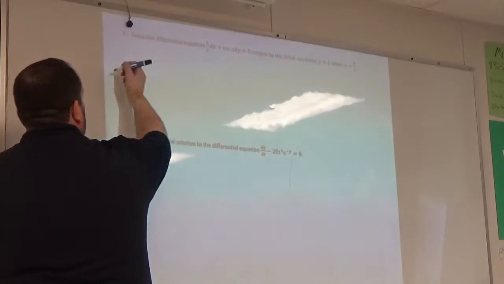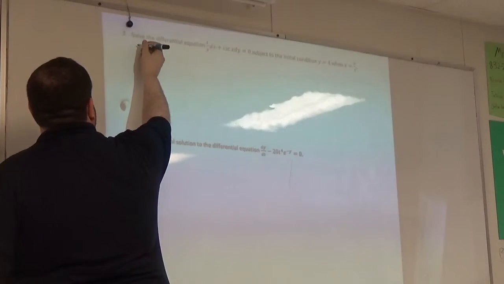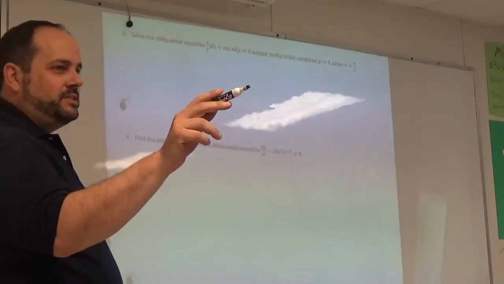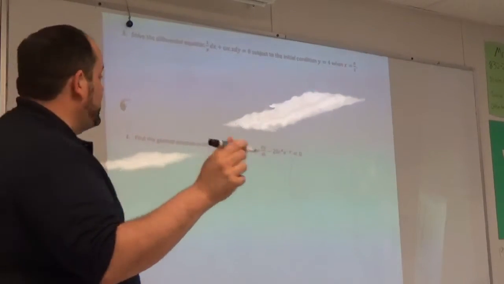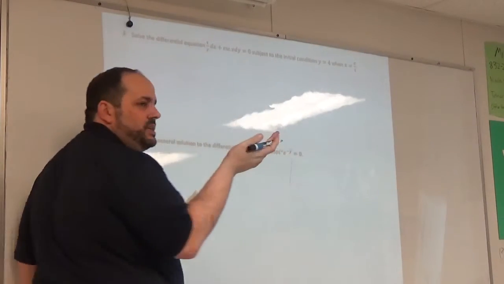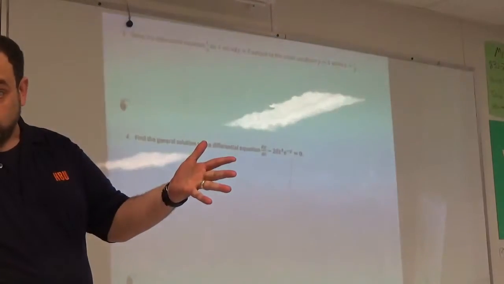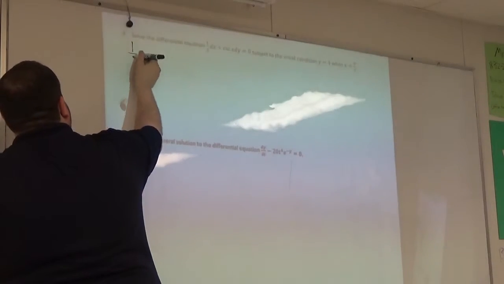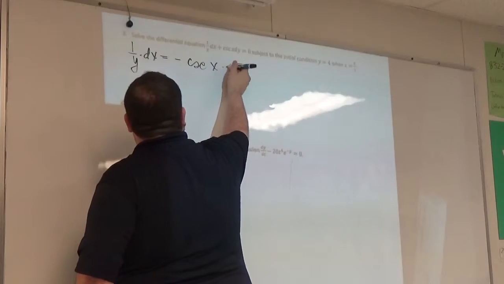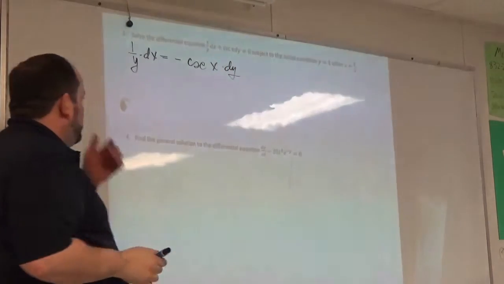So I started off by writing it out and subtracting CSC x. Cosecant. Is it legal to subtract cosecant of x times dy to the other side? Yes. Legal, right? Okay, 1 over y dx equals negative cosecant of x dy. Ramir, what's your advice?